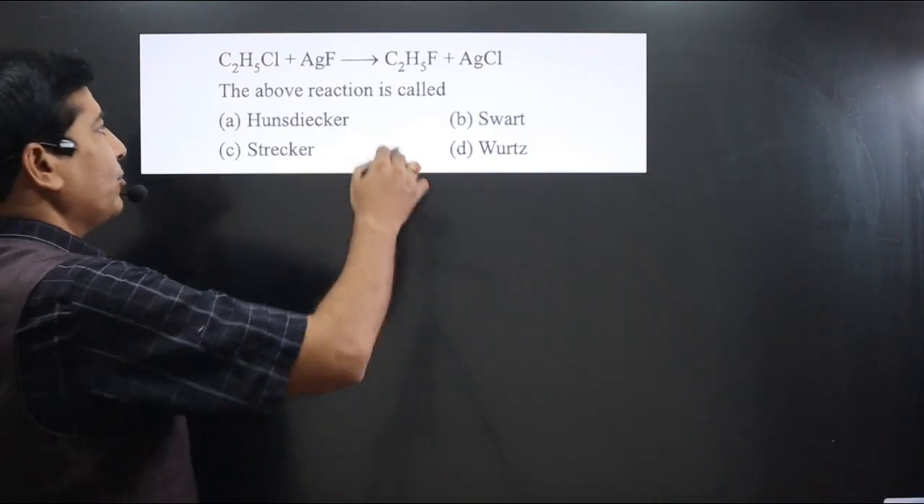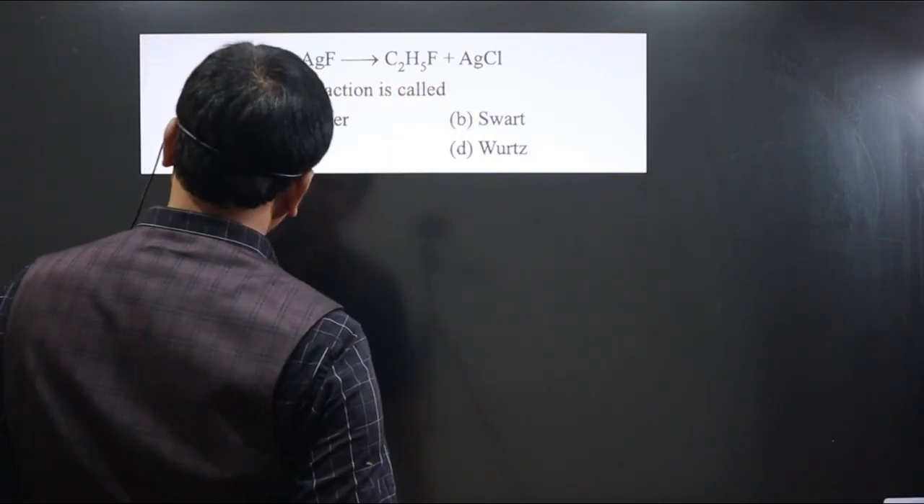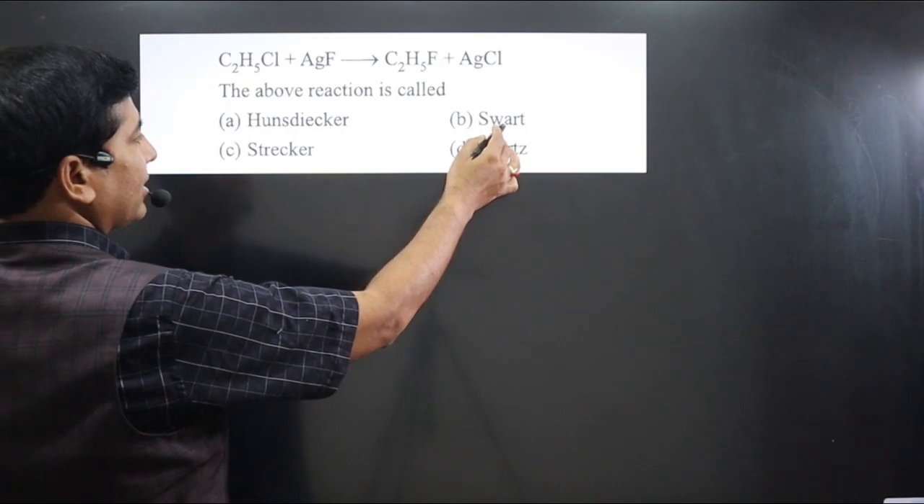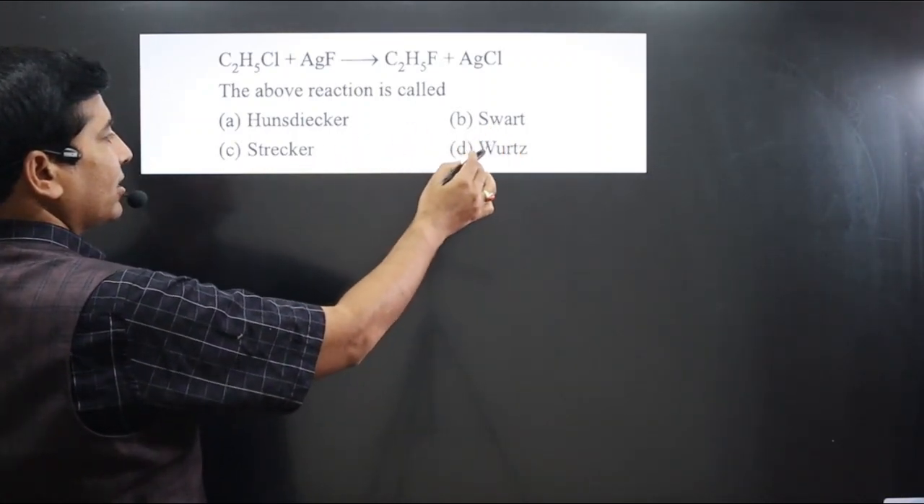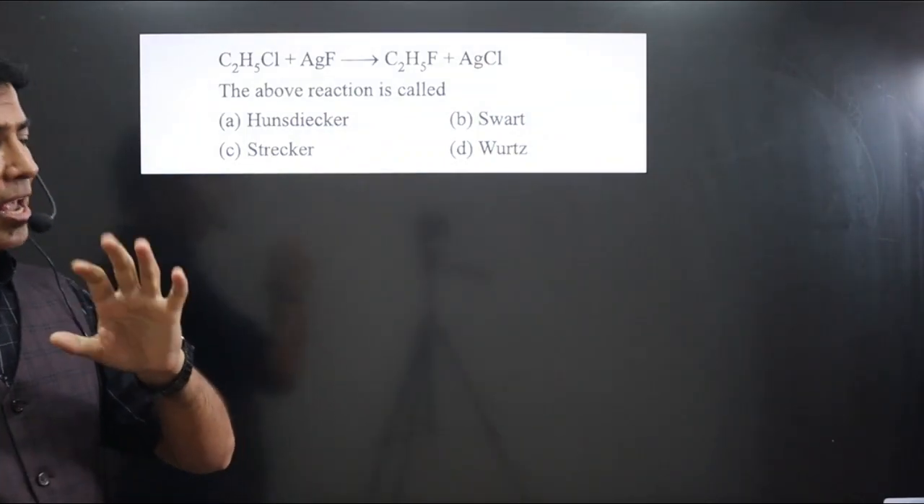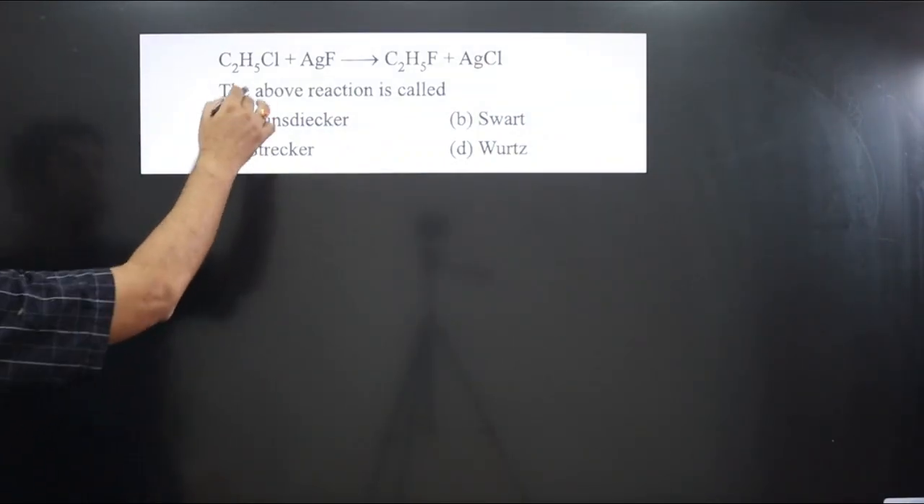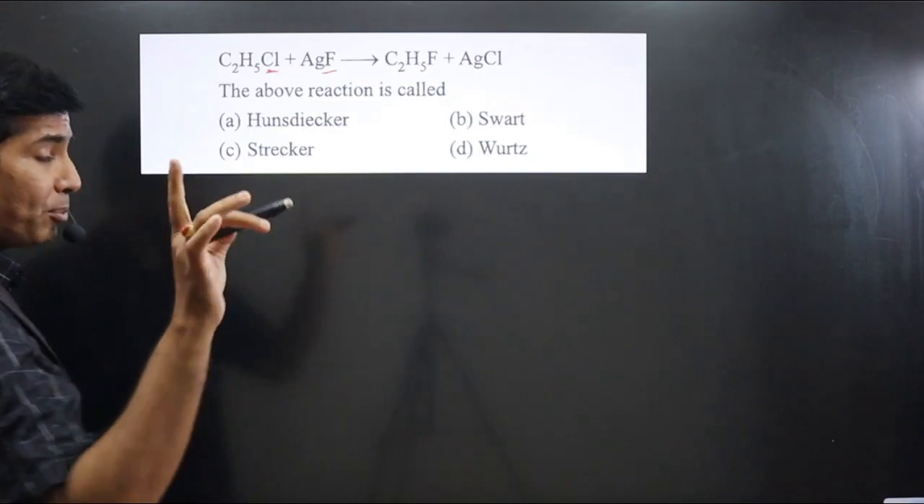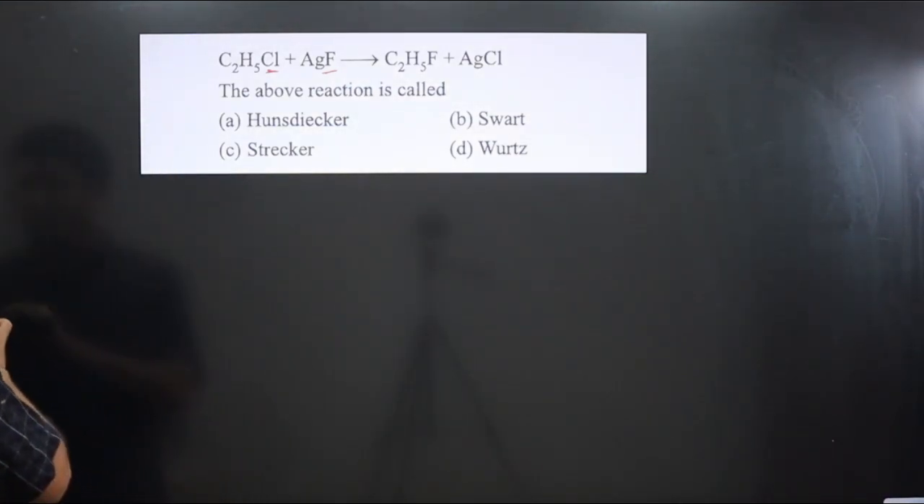The question says the given chemical reaction is called: first is Hunsdiecker reaction, second Swartz reaction, third is Strecker reaction, and fourth is Wurtz reaction. You can see all are name reactions, and if you look at the reaction, you can see this is halogen and this is also halogen. It means that a halogen exchange reaction is taking place.